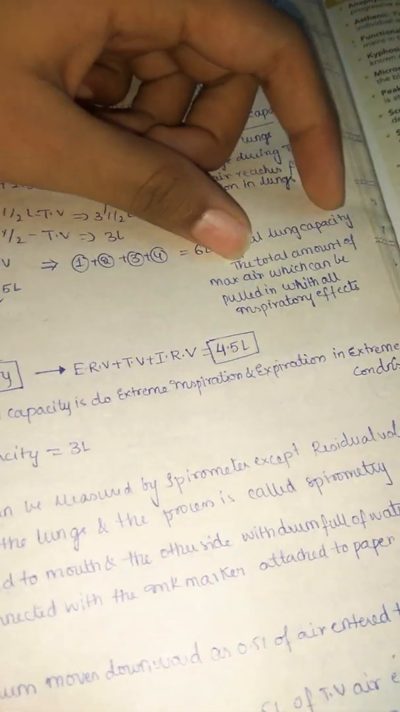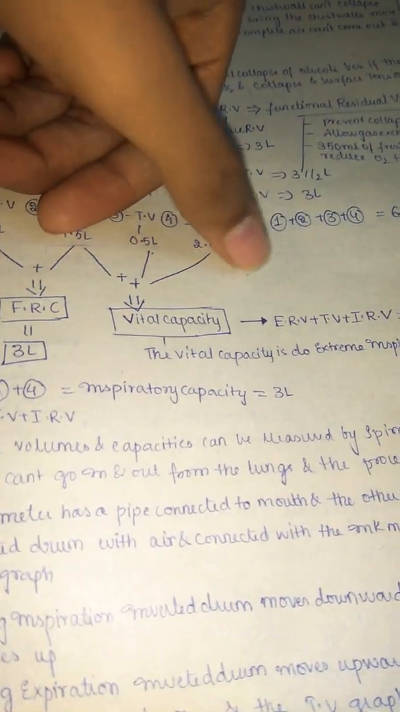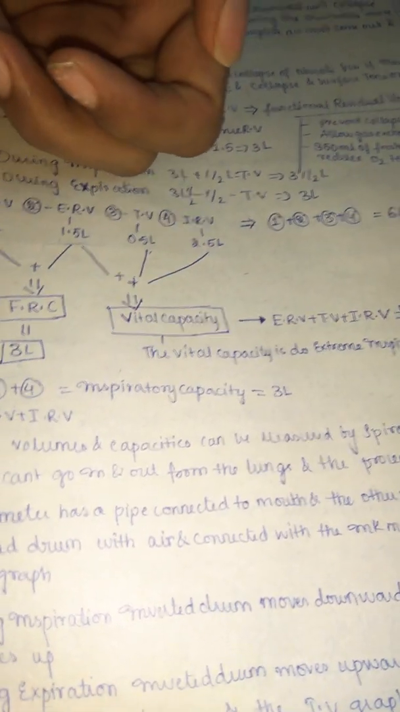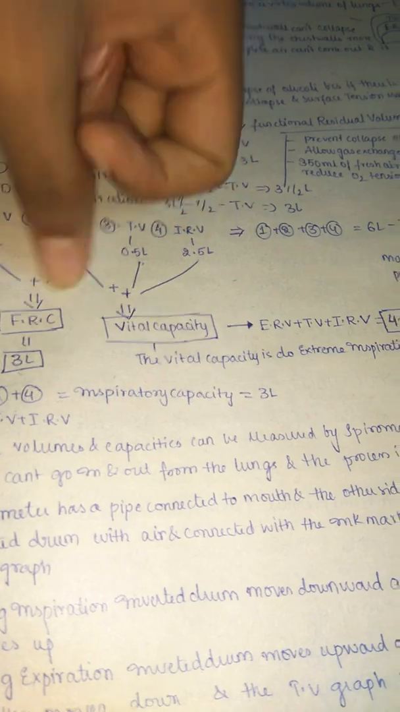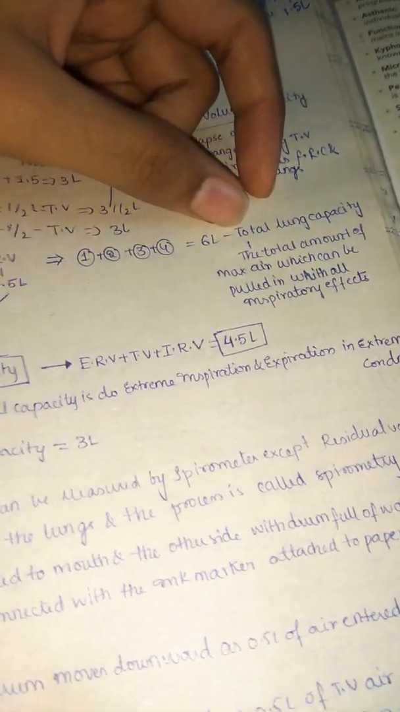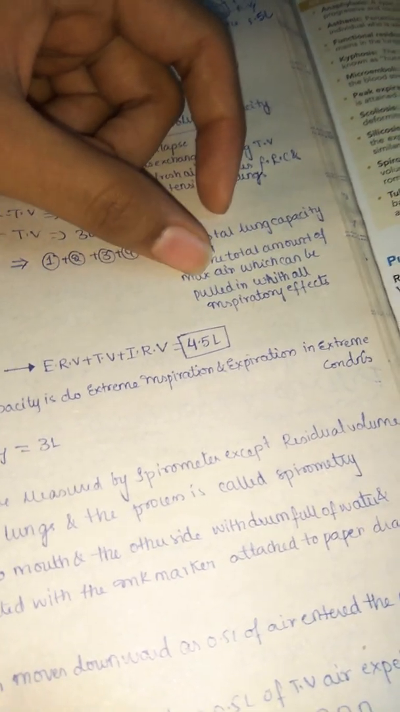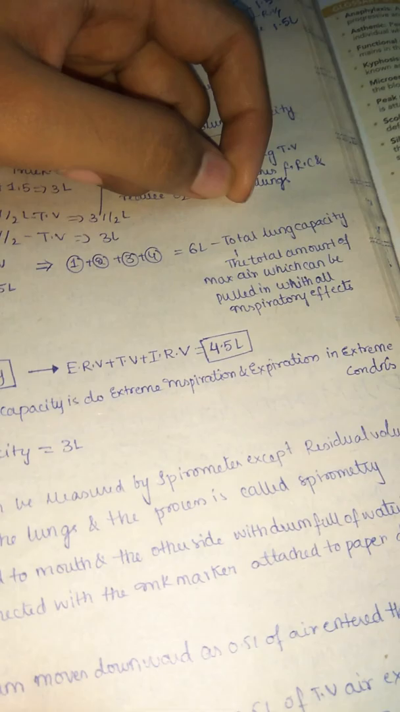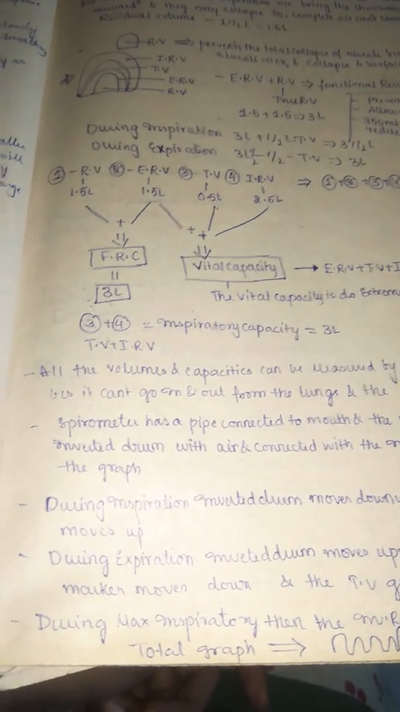For the total lung capacity, you can also use another formula: functional residual capacity plus vital capacity, of course, right? Because functional residual capacity is these two, and vital capacity means these three. So functional residual capacity plus vital capacity gives you the total lung capacity. The total lung capacity is the maximum amount of air which can be pulled in with all inspiratory efforts. So this is very easy to understand.